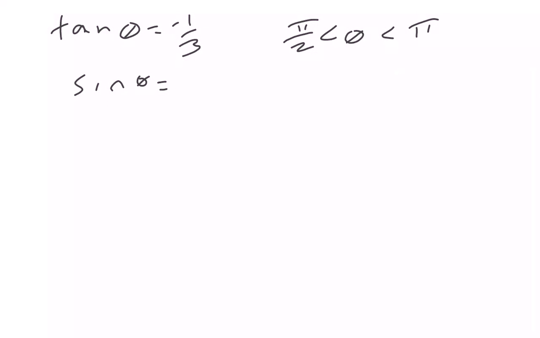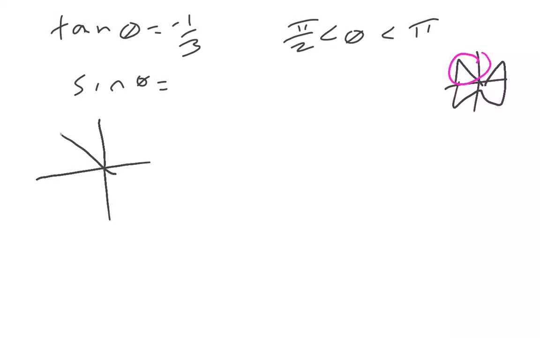And the last one, which we did do in class. I'm between pi over 2 and pi. That's a hideous bow tie. So we're talking about top left. Sketch your triangle. And it gives me tangent. Tangent is opposite over adjacent.